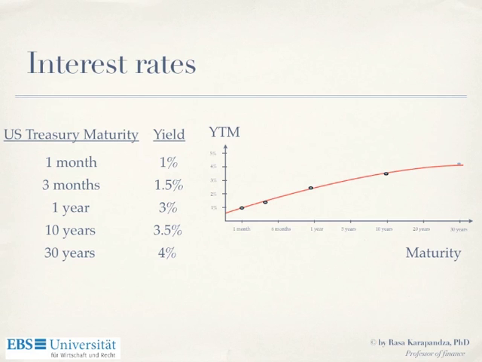And what do I have here? Here I have the maturity on the x-axis, and on the y-axis I have yield to maturity. I get how much different maturities actually give you. So what does this chart mean?